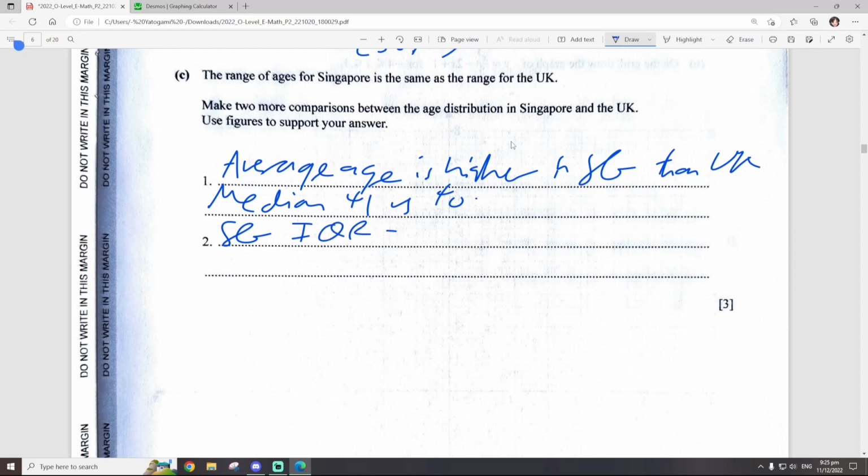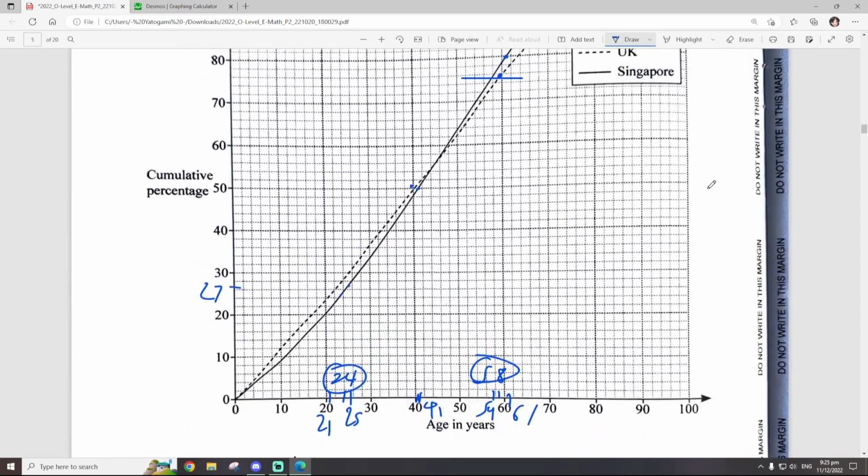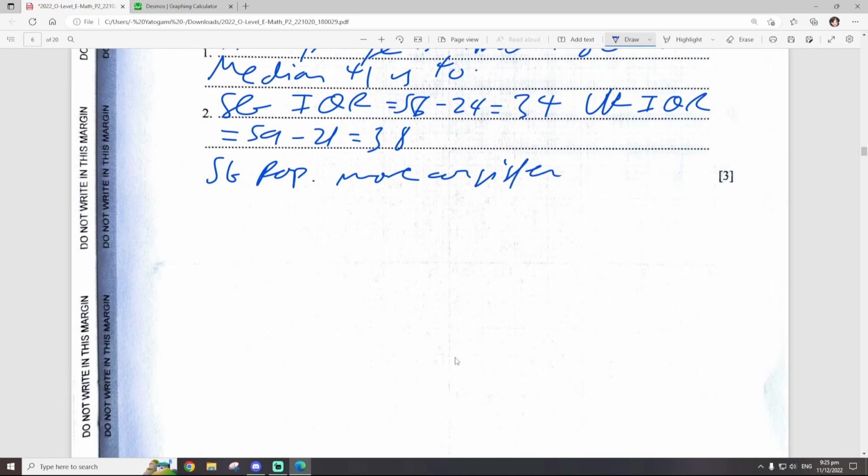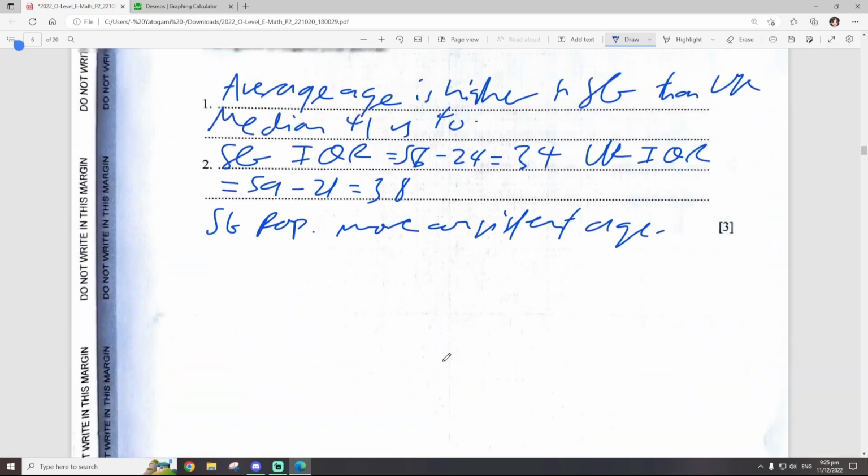SG IQR equals 58 minus 24 equals 34. UK IQR is 59 minus 21. Okay, so that is 38. So the SG population has more consistent age. That is the implication of IQR. Alright.